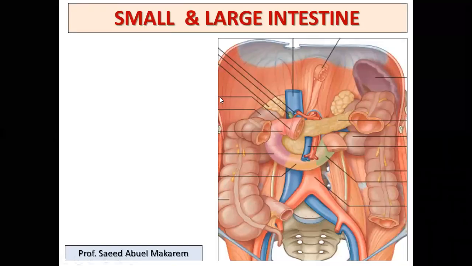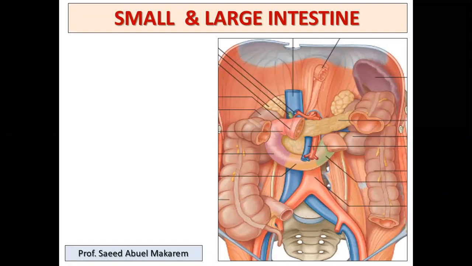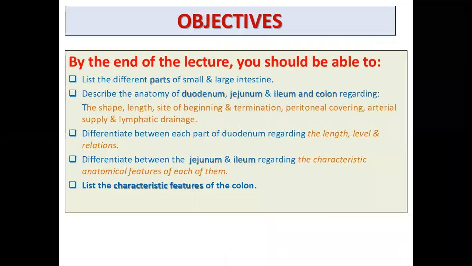Today we'll study the small as well as the large intestine. So these are the specific objectives related to this topic. That is, list the different parts of the small as well as the large intestine, and then we'll discuss in detail the different parts of the small intestine, that is the duodenum, jejunum, and the ileum.